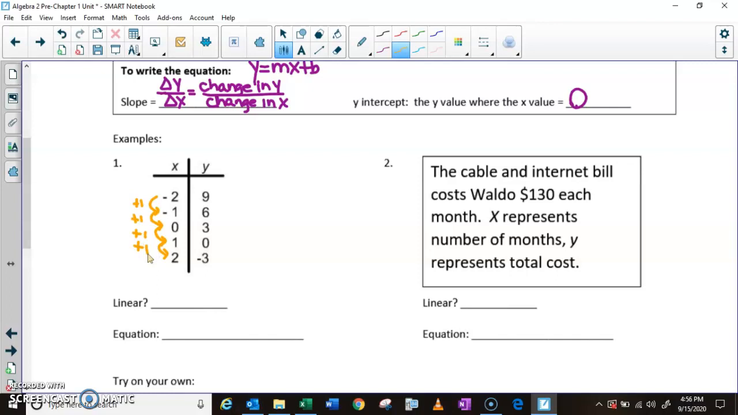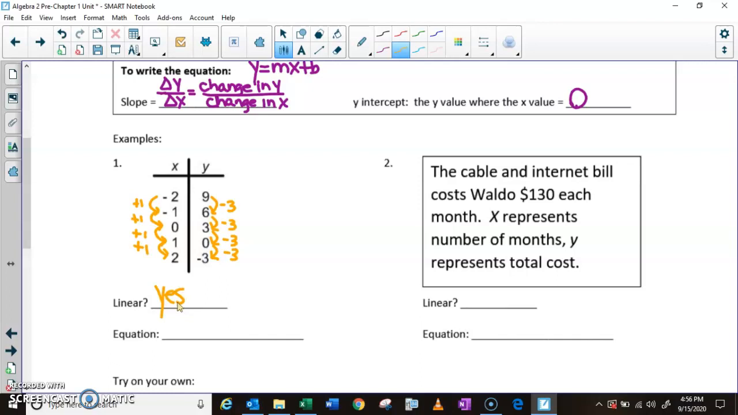My y column, 9, 6, 3, 0, -3. From 9 to 6, we're subtracting 3. 6 to 3, we subtracted 3. 3 to 0, we subtracted 3. And from 0 to -3, we subtracted 3. So it clearly states that we have a pattern. In both the x column and also the y column, we are adding or subtracting. So is this one linear? Yes, absolutely. This is a linear pattern.